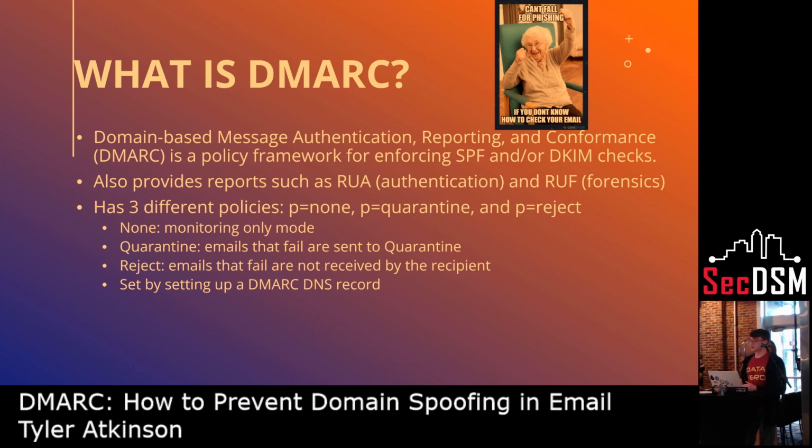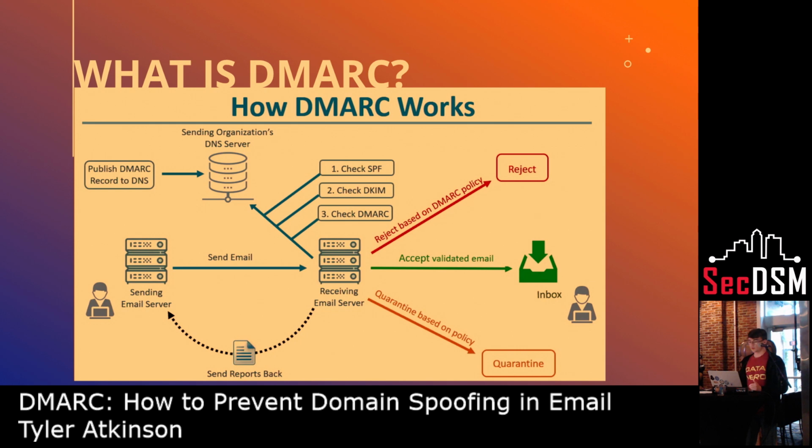There are 3 different policies: quarantine, none, and reject. None is just the monitoring only mode. Quarantine sends the emails to quarantine, and reject outright rejects the email. This is all done by setting up a simple DMARC DNS record. This can be done through various different tools, or you can set it up yourself.